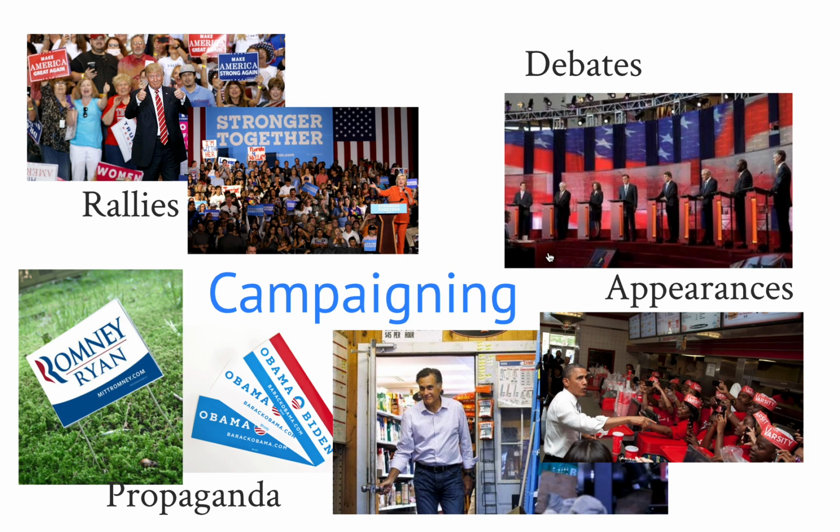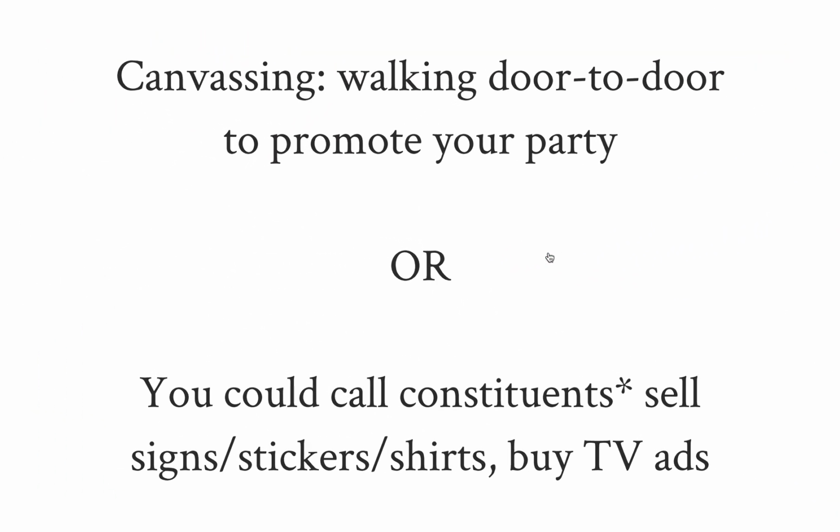And then, of course, propaganda. Their campaign staff, from their best friends all the way down to people who just signed up to campaign for them, are going to put out signs, put up bumper stickers, hand out T-shirts, and just share propaganda on social media, share ads. Campaigning takes the form of a lot of things. It's also very expensive, and we're going to talk about campaign finance in a different video.